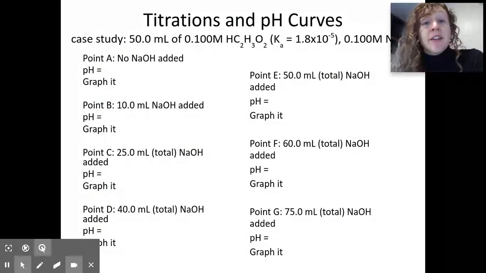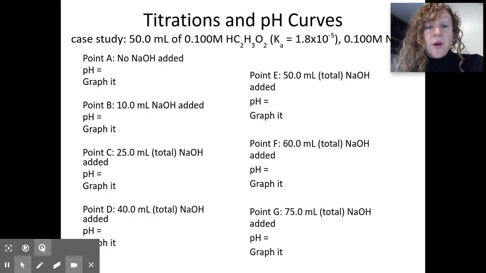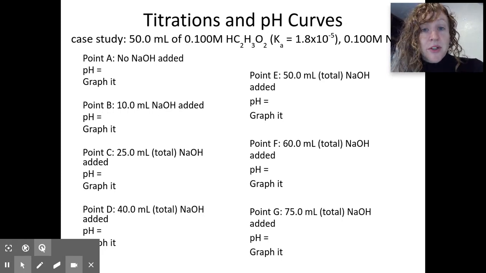Just like our other case study, I'm going to post a video of me working through this math. I'm also going to post the math worked out on paper. So you can watch this video to check your work. You can look at the piece of paper to check your work, whatever works for you.